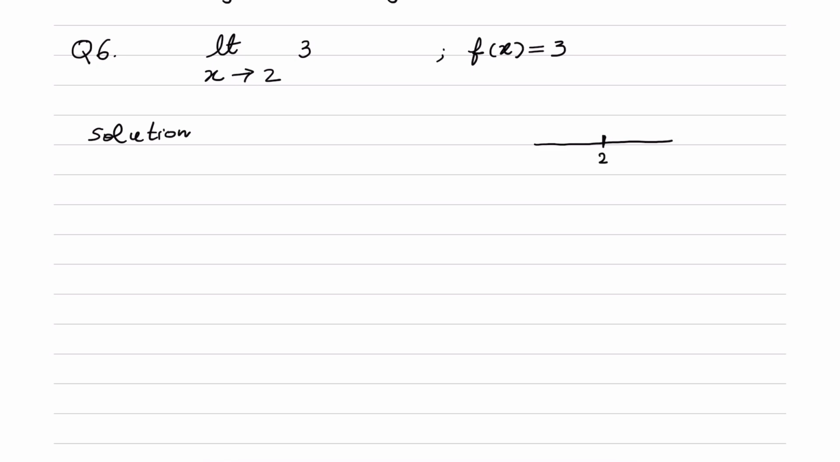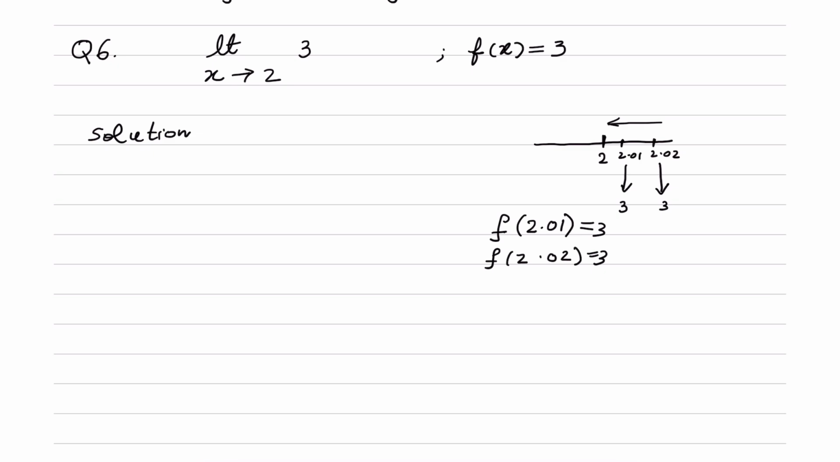So when x is approaching 2 from, let's say, the right hand side, we pick 2.01 or we pick 2.02, the value of the function will still be 3 because the function is 3. It's just like when in the place of x you plug 2.01, you still get 3. When you plug f of 2.02, you still get 3.